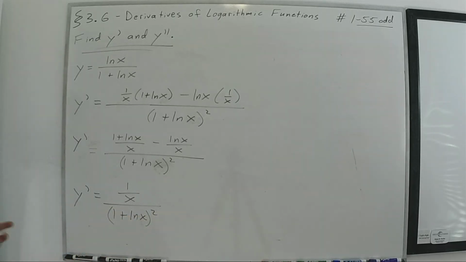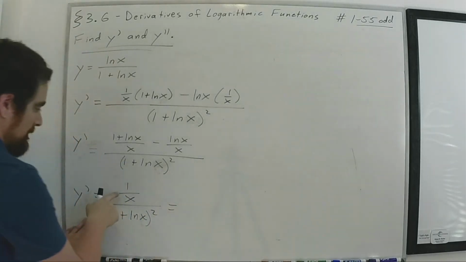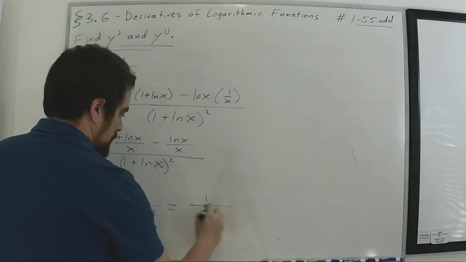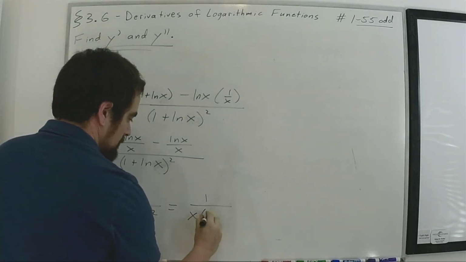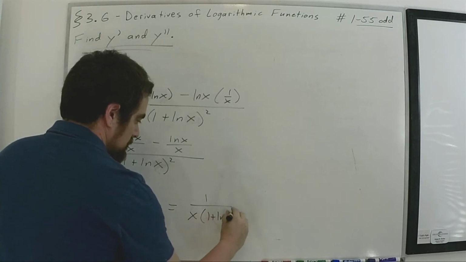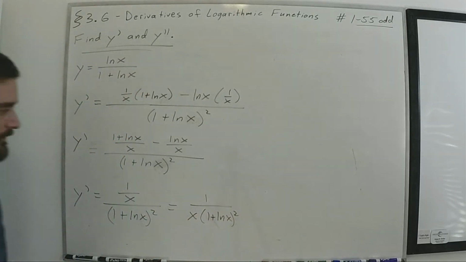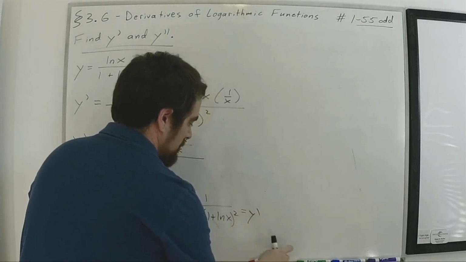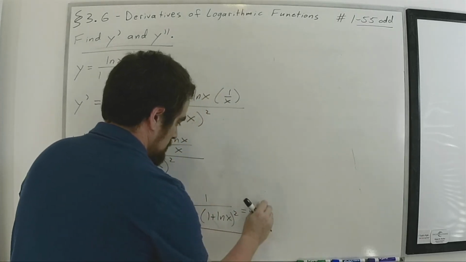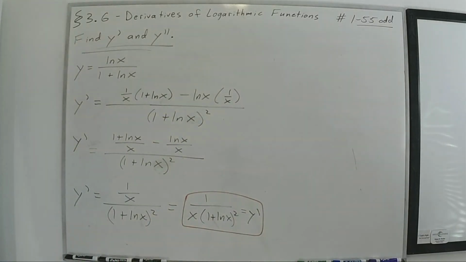Still, we don't like to see it this way with the complex fraction stuff. So I'm going to take 1 over x, since I'm dividing by x. I'm just going to put it down with the 1 plus log x squared. So here is y prime. Let's go ahead. I'm going to write y prime over here. Isolate it.